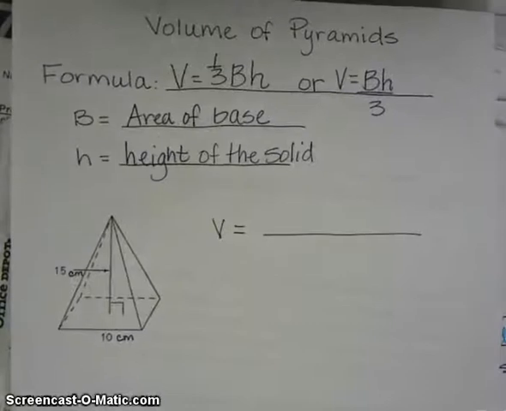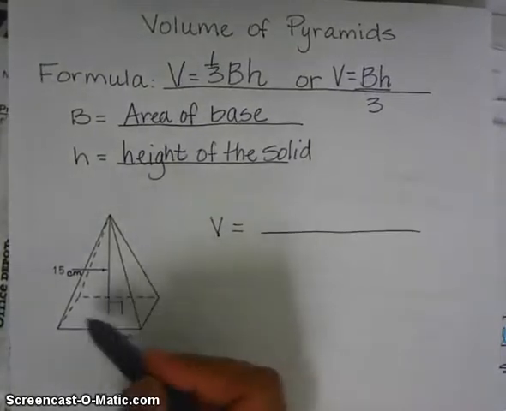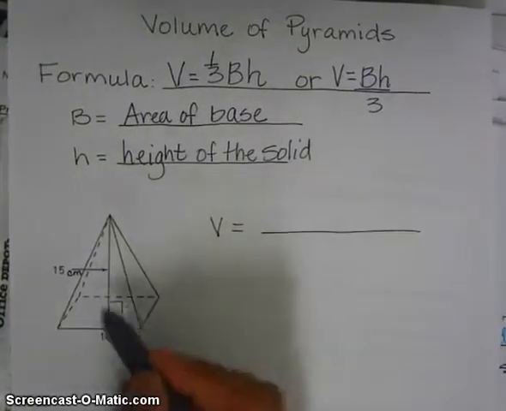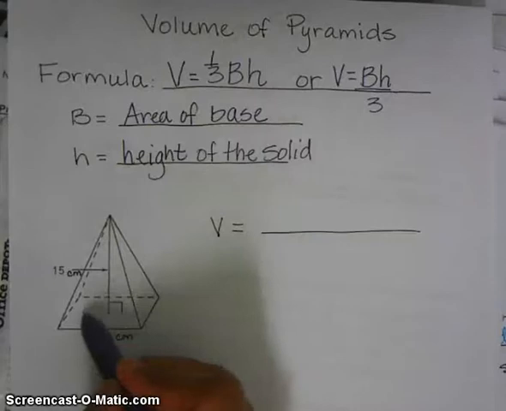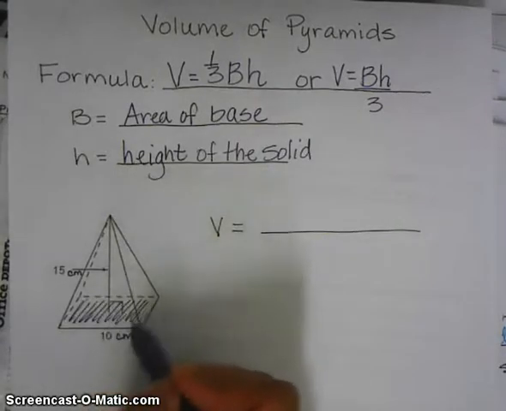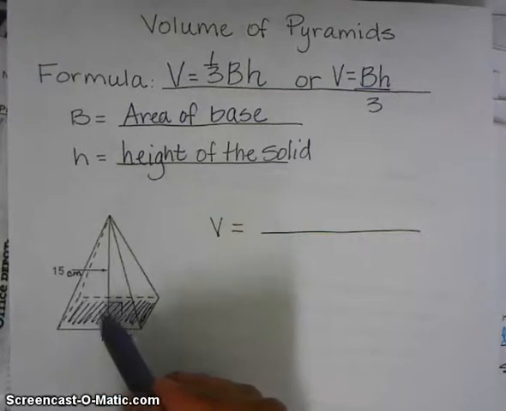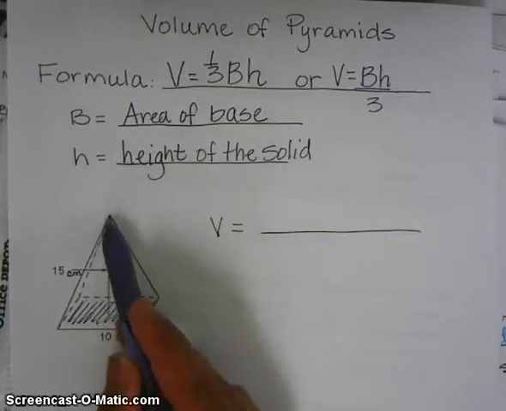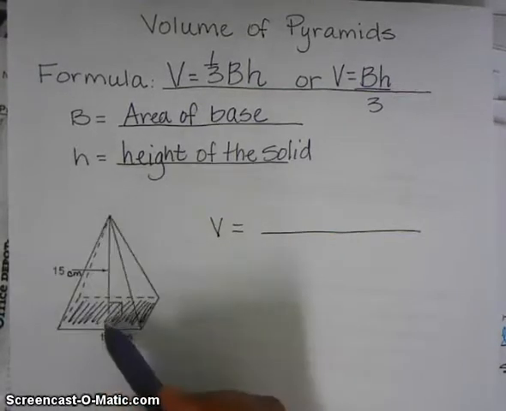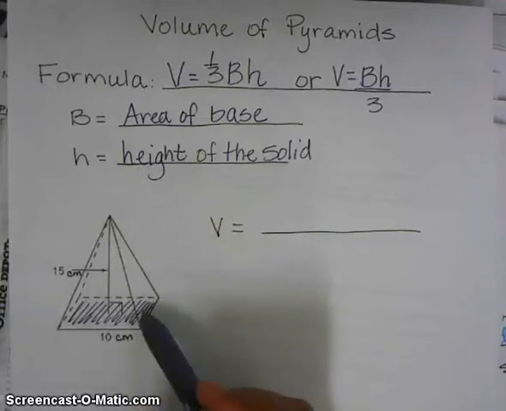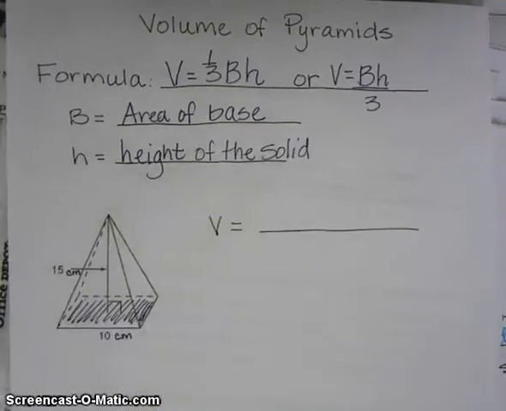Okay, so what you see now is a pyramid. The first thing that you're going to want to do whenever you have a 3D shape is to shade the base, because the base is where I am going to solve for the area of the base, or my capital B. Since this is a pyramid, I know that the point up at the top, the base is directly below the point at the top. So I shaded the rectangle down at the bottom.